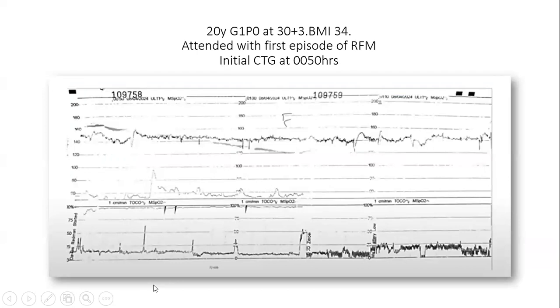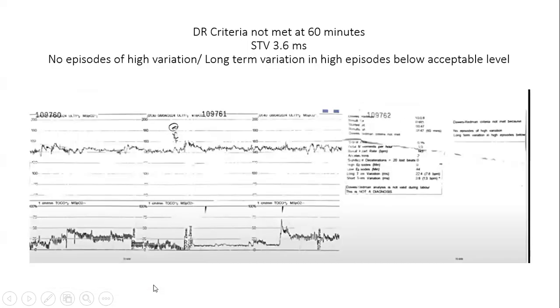A 20-year-old gravida 1 para 0 at 30+3, BMI 34, attends with a first episode of reduced fetal movement after midnight. Initial CTG variability is not great. Query some accelerations, maybe abnormal, query one deceleration. So I'd say abnormal trace. Somebody may be very optimistic and see the acceleration and call it normal. However, criteria is not met. STV is less than 4, no episodes of high variation, long-term variation below acceptable limits. What do you do with this patient?